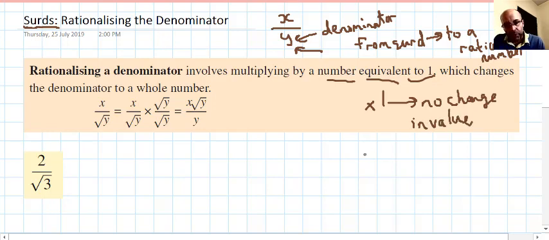And how do we multiply a fraction by 1? Well, we have to have the same thing on the top as the bottom. Doesn't matter what it is. Well, it can't be 0, but apart from 0, it needs to be the same number, same value. So that's equal to 1, isn't it? So that's what we're going to do.